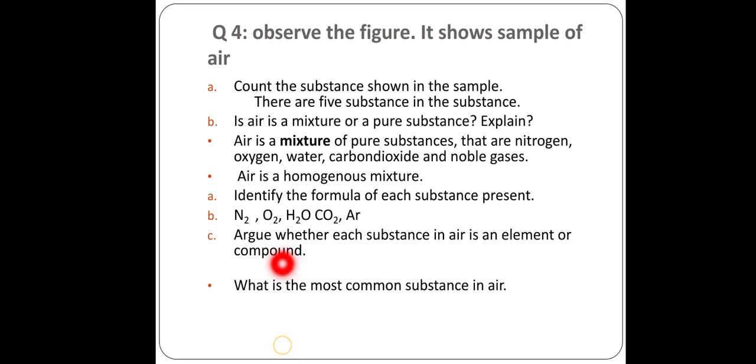You can take the reference from your book, the topic Molecularity of the Physical World, page number 10. Okay. Now the last question: which is the most common substance in air? If you observe that figure more clearly, you will see particles with two circles, N and 2. It is found mostly in that figure. So we will say that N is N2, nitrogen. So nitrogen is the most common substance in air. I hope this question is also very clear.